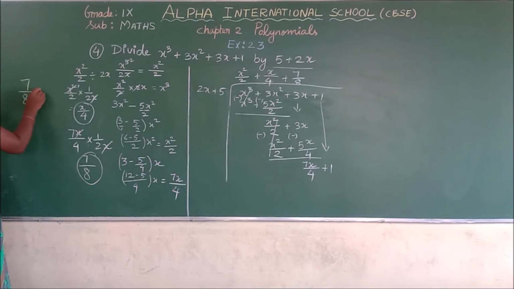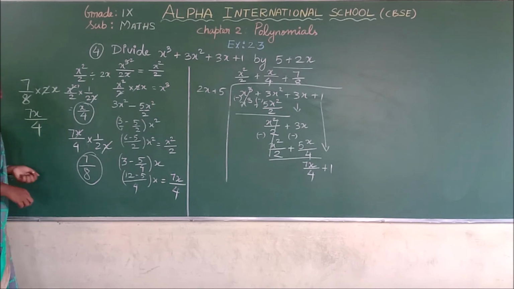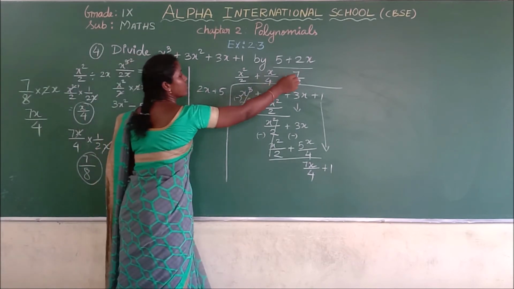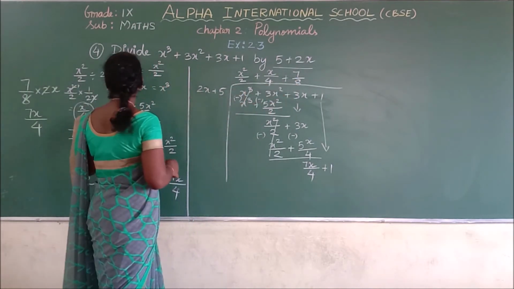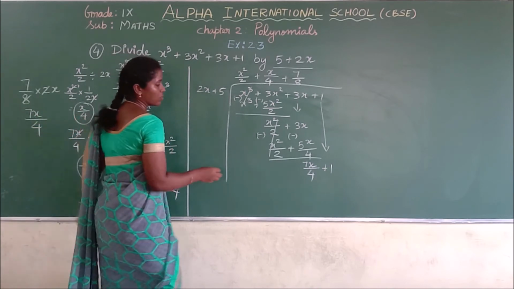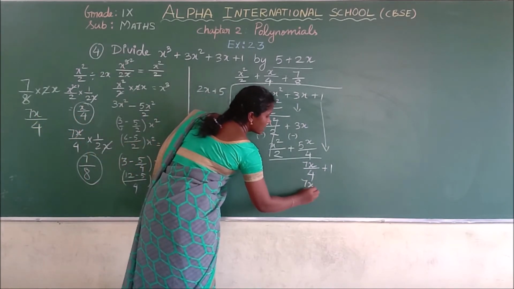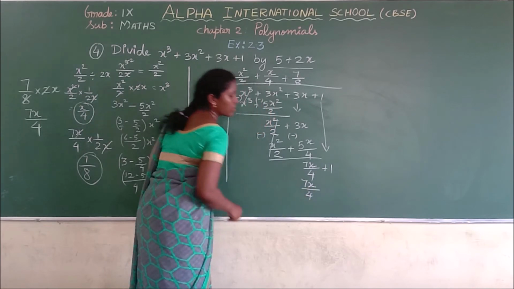7 by 8 into 2x. Okay, so 2 and 8 will get cancelled, so we can get 7x by 4. Multiplying this term 7 by 8 into 2x, what value are you getting? 7x by 4.